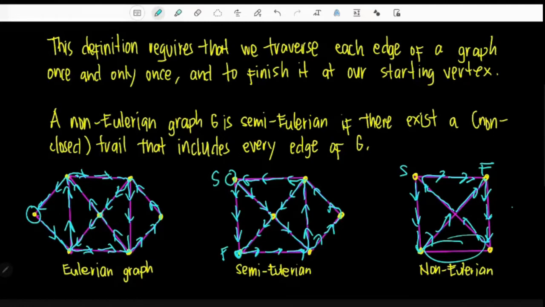So I won't be able to make a complete tour of the graph. So this is non-Eulerian. So again, a Eulerian graph is one in which you can tour all the edges once and only once and return to your initial vertex.